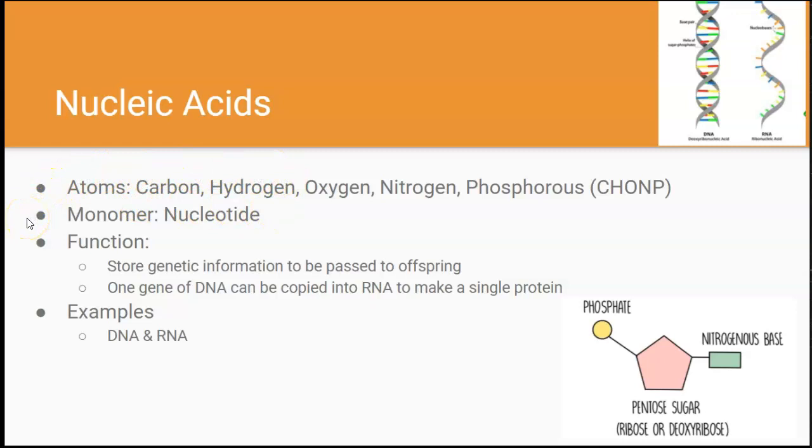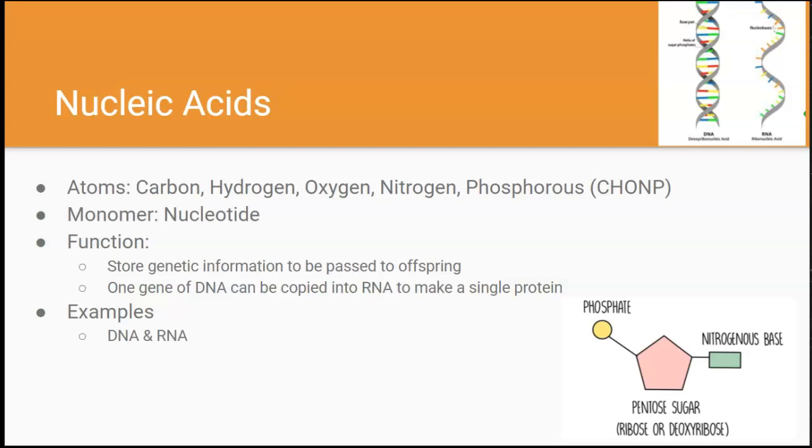And the monomer, or building block, is a nucleotide. And it looks like this right down here. We've got a sugar, we've got a phosphate, and we have a nitrogenous base. And we'll talk more about this a little bit later on in the year, but this is just to explore this topic. So the function of nucleic acids is to store genetic information to be passed to offspring, and then one gene of DNA can be copied into RNA to make proteins.